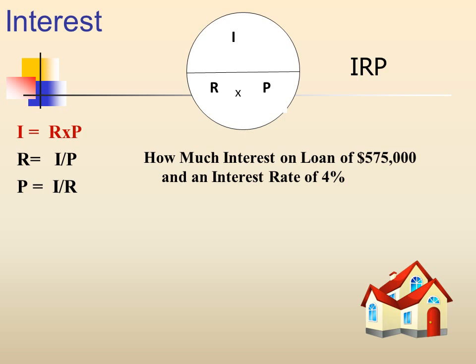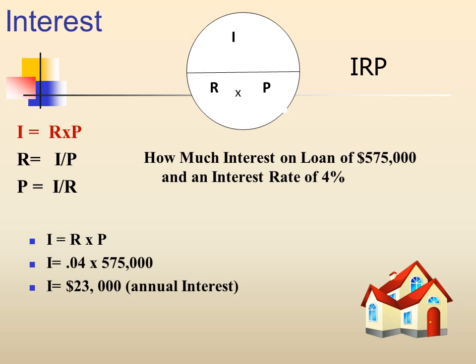How much interest would be paid on a loan of $575,000 if the interest rate were 4%? So we're going to find I, looking for I, interest. And we know the formula is R times P. So R is 0.04. The principal balance is $575,000. So the annual interest is $23,000.